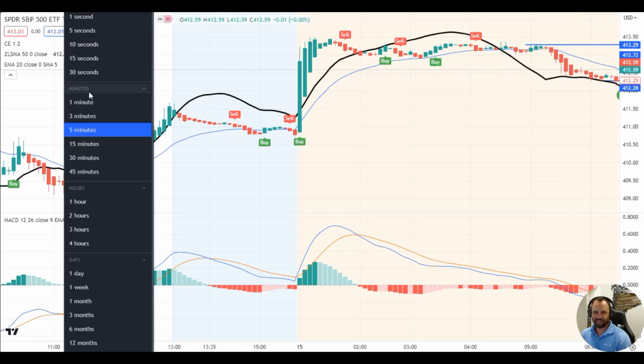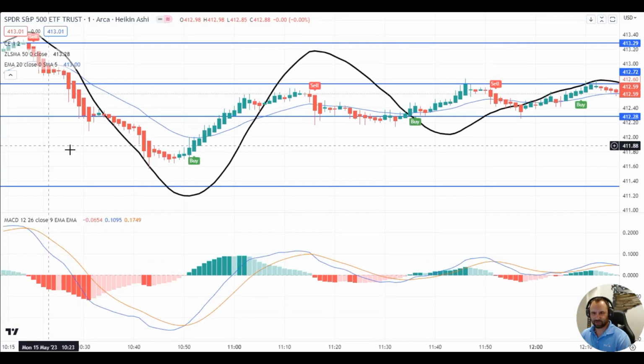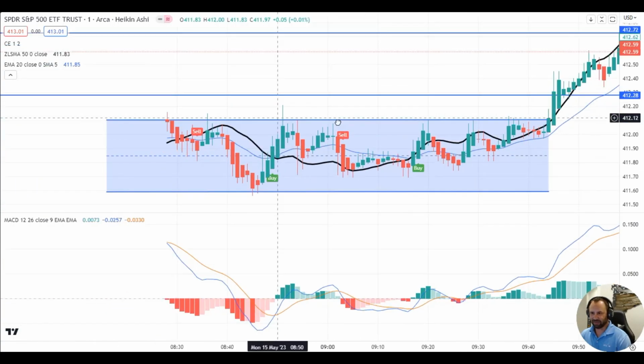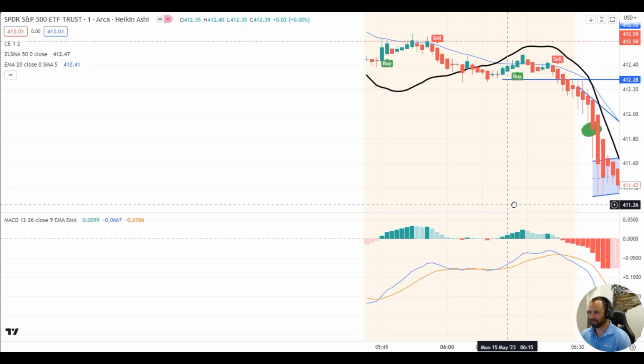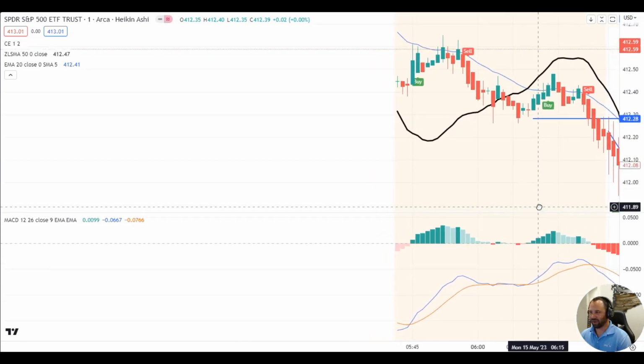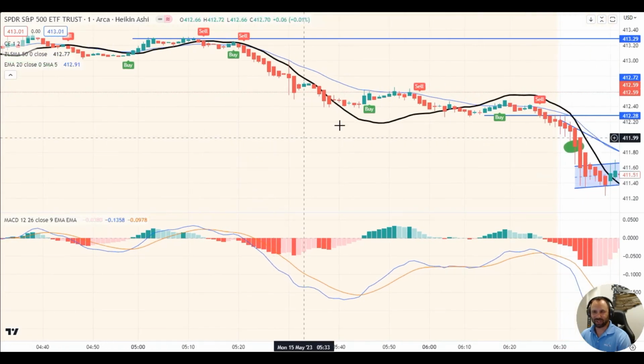So what I did is I moved back to my 1-minute chart that I like to trade on. Let me scroll back over here. And I left all my markups here. So we had some interesting stuff happen today. And here we are on the 1-minute chart. And I'm going to show you my markups here.